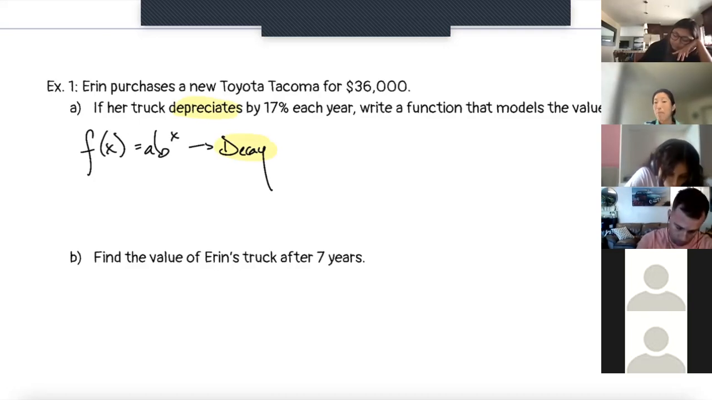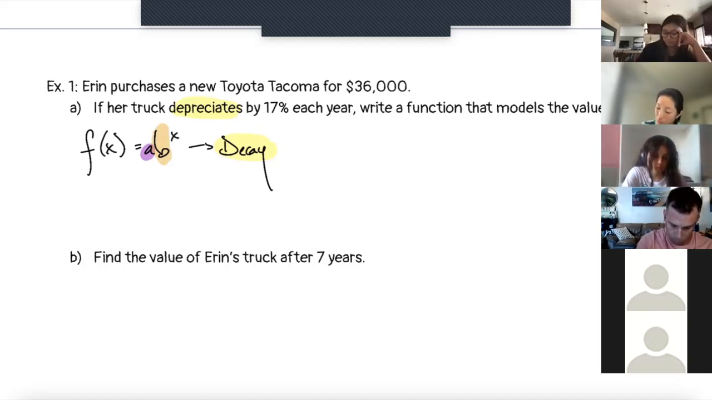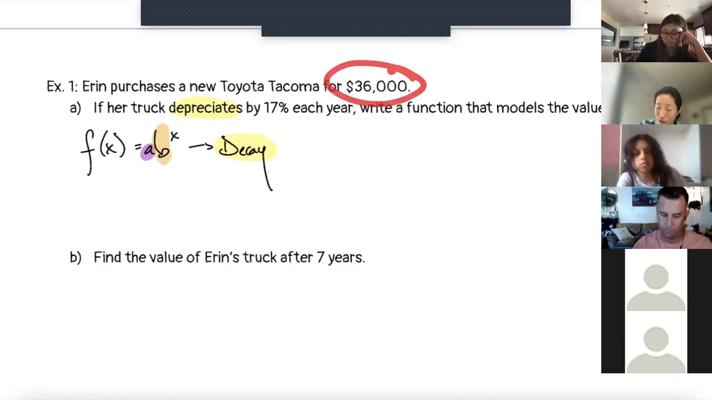Now part A asks us to write a function. That means we need to find a value for A and a value for B. We're going to find the starting value, and then the decay constant. Those are our end goals. I said earlier that A is something the problem typically gives you right off the bat. What is our A value in this case? 36,000. Exactly, that is our 36,000. We can even color code that. This is our A value.